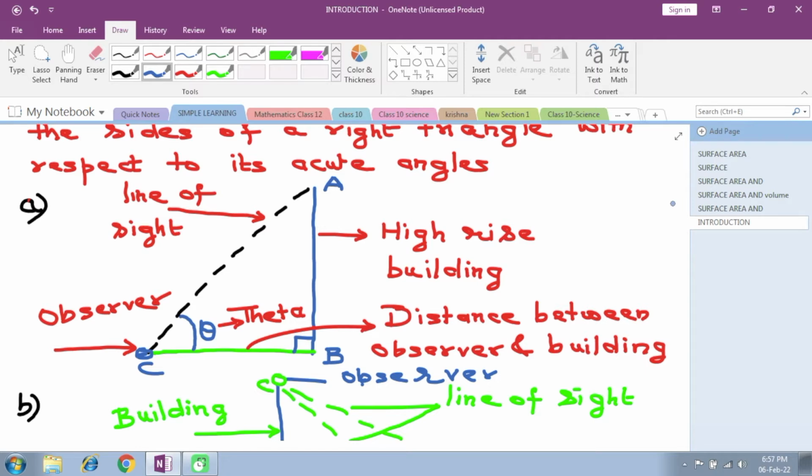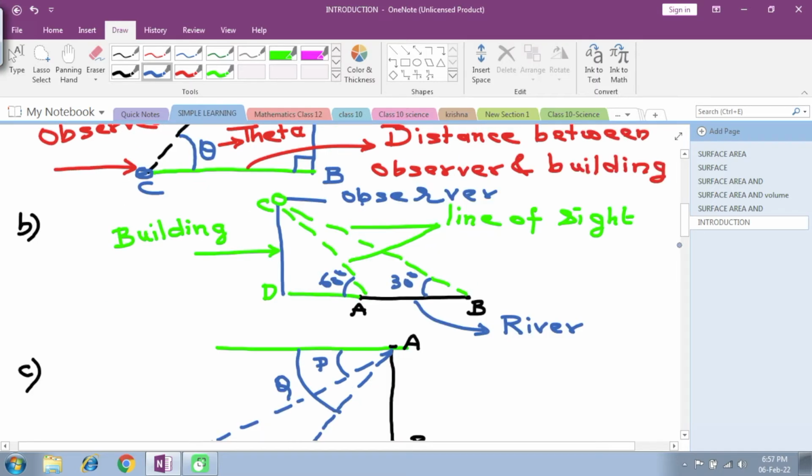Now if I know this distance BC, and I know the angle ACB, which I have denoted by theta, if I know these two things, I can find the height of the building in very near approximation. Now second case, suppose CD is a building and AB is a river. I want to find the width of the river.